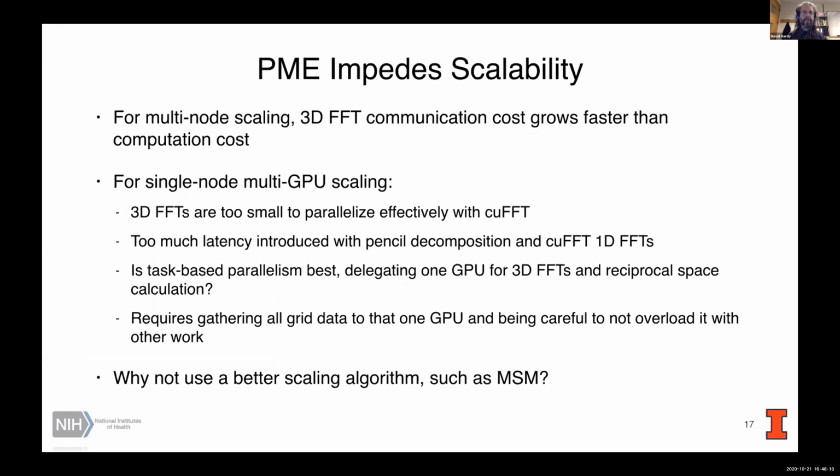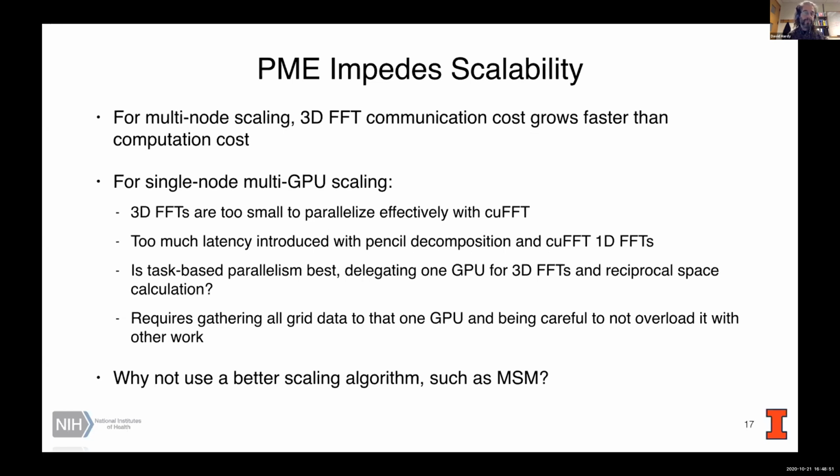The problem is that PME impedes scalability. So for multi-node scaling, the 3D FFT communication costs in PME grow faster than the computation cost. And so we're even seeing a problem right now for our single node multi-GPU scaling. The 3D FFTs that we need to do for PME for these problem sizes are too small to parallelize effectively with cuFFT.